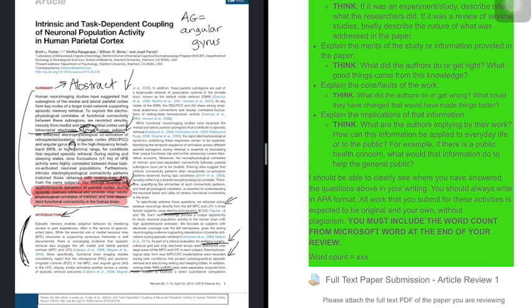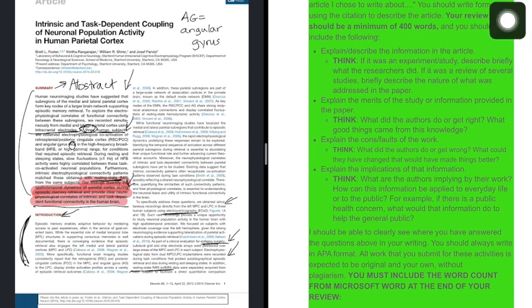So what you're going to do is give all that information. I should be able to see everything that you have gone through and understood. And then you're going to include the word count from Microsoft Word or whatever it is that you use, of how many words are in your review. And it should be over 400, minimum 400 words. But by answering all these questions, there's no doubt you'll be able to get to 400. 400 is about a small paragraph.